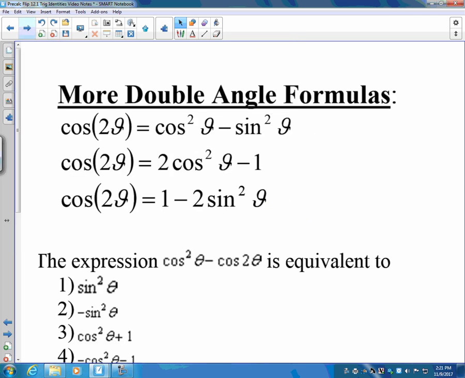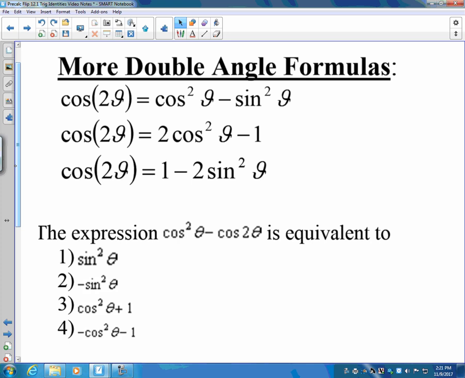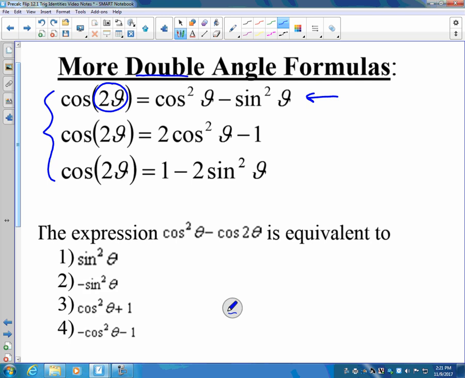Let me show you some options for the cosine double angle formula. The cosine of 2 theta, you actually have 3 different options. You sort of need to know all 3 of these options. The first one, the cosine of 2 theta, where you're doubling the angle. Again, that's why we call it a double angle formula. We're doubling the angle. Is cosine squared theta minus sine squared theta.